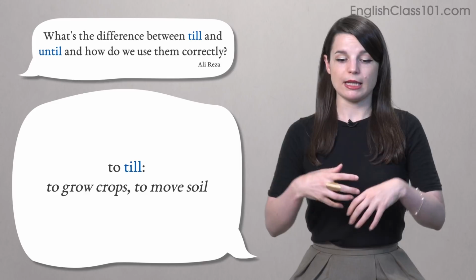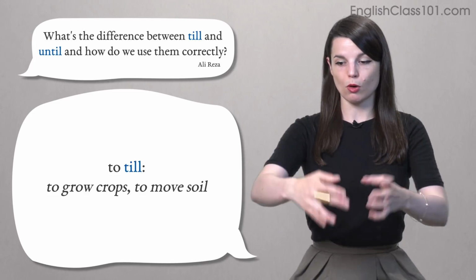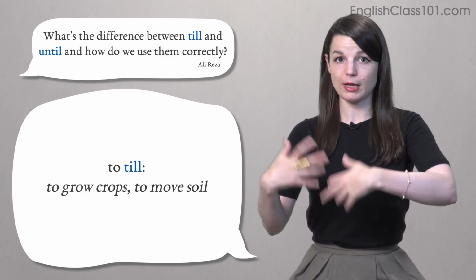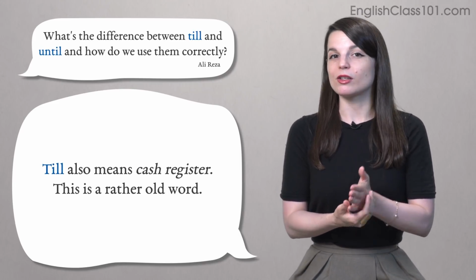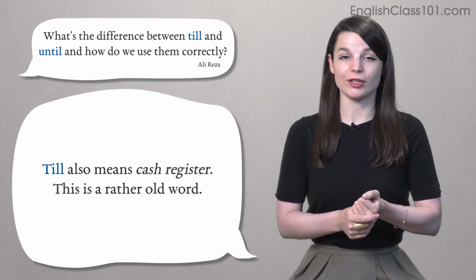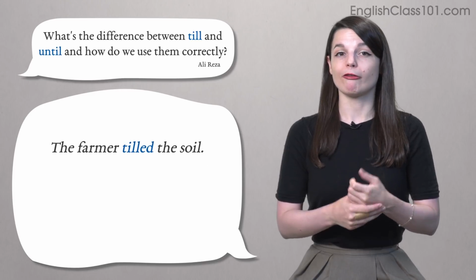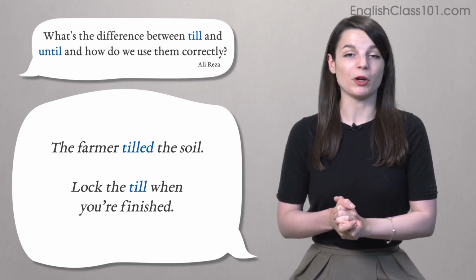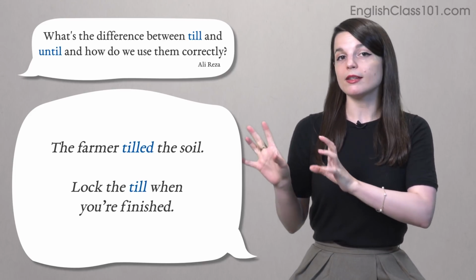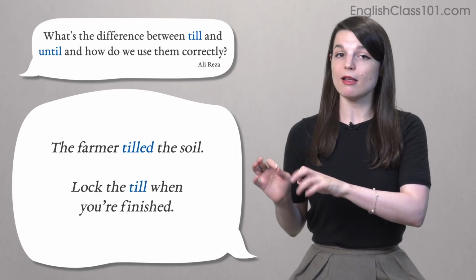To till means to grow crops or move soil, as in farming, like to grow vegetables. And it can also be used as a noun. It's an old-fashioned word that means cash register. So for example, the farmer tilled the soil, or lock the till when you're finished. So there are these other uses of the T-I-L-L spelling.